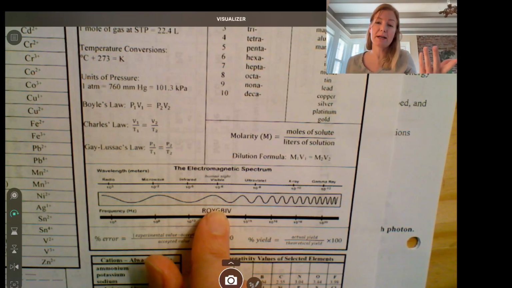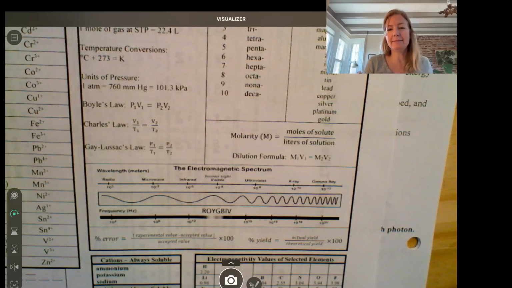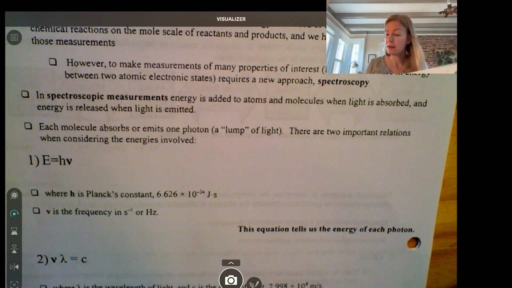So when I say photons, I'm talking about a particle of light that can hit a valence electron and be absorbed by that valence electron and then emitted by that valence electron when it kind of falls back down to its normal energy state.